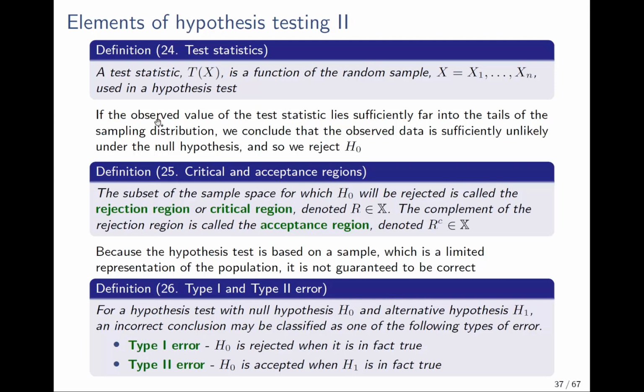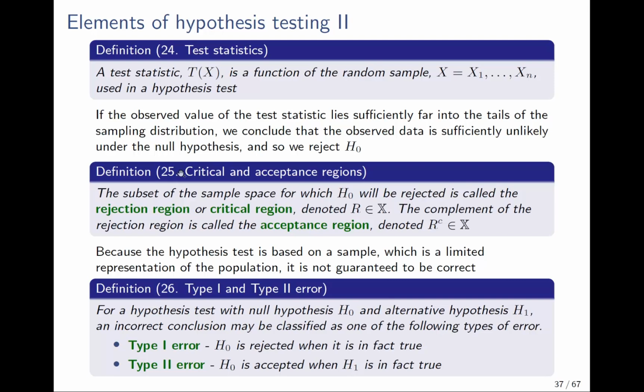The intuition here is that we're going to construct a test statistic in such a way that if its observed value lies sufficiently far into the tails of its sampling distribution, then we're going to conclude that the observed data is sufficiently unlikely under the null hypothesis, and that will allow us to reject the null. That's the way hypothesis testing works in principle.